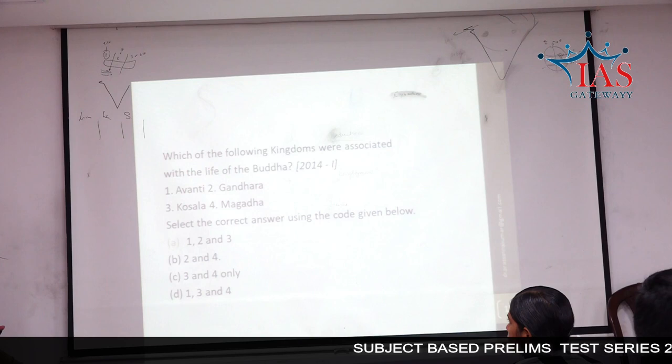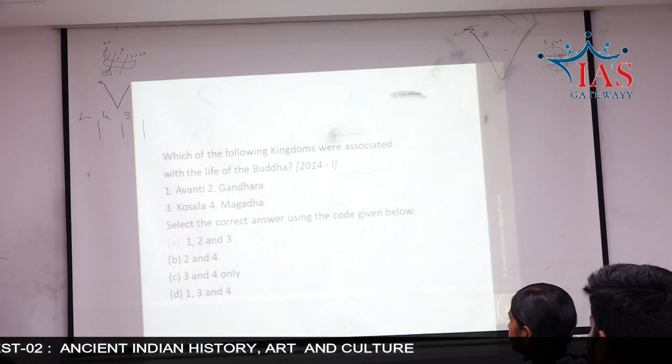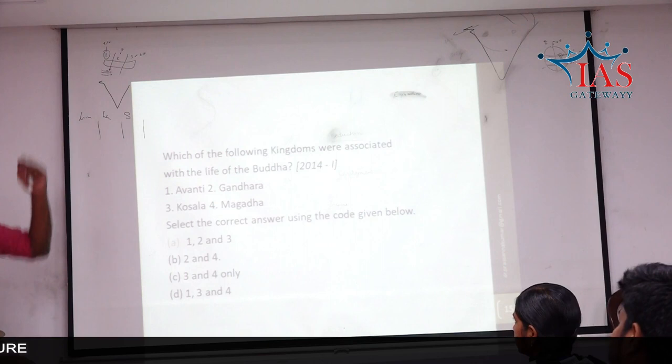Kushinagar in Magadha. Okay, fine. So the answer is 3 and 4, definitely correct. Where is Gandhara? Pakistan, northwest, almost Afghanistan. Did he go to Gandhara? He was born here. Was he able to walk till there?